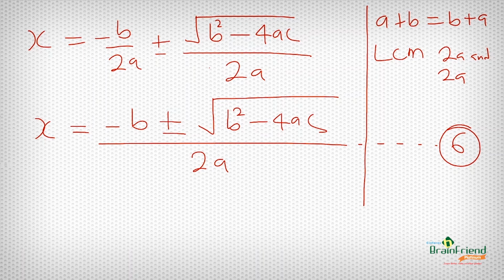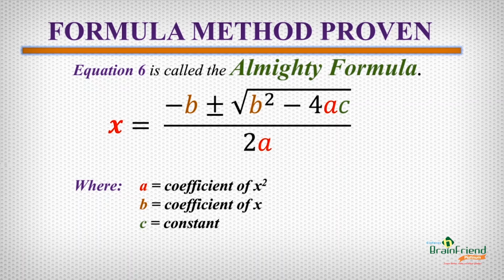Note, this equation 6 is what we call the almighty formula, or the formula method of quadratic equation. Equation 6 is called the almighty formula, and as you can see, it's the same thing as what we've just proven. X is equal to minus b plus or minus square root of b squared minus 4ac divided by 2a, where a is a coefficient of x squared, b is a coefficient of x, and c is a constant. Like I said, all you need to do is find the value of a, the value of b, and the value of c, and substitute them into this equation.